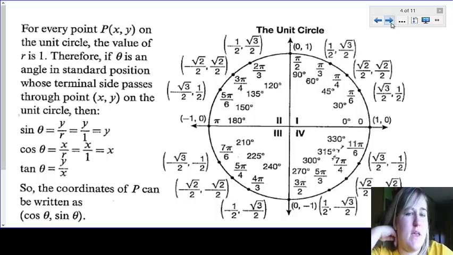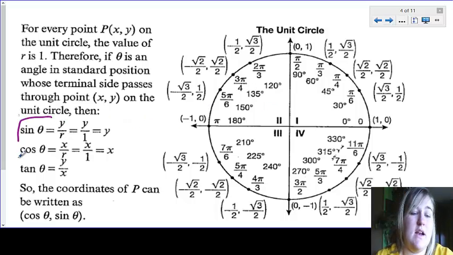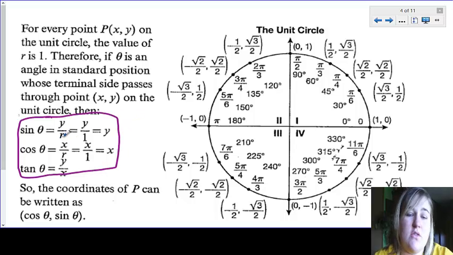For every point P, which is x, y, that's the ordered pair, on a unit circle, the value of r is 1. Therefore, if theta is an angle in standard position whose terminal side passes through point xy on the unit circle, then you need to write this part down. Sine of theta is equal to y over r, which, since we're talking about the unit circle, is just y. Cosine of theta is equal to x over r. Because we're talking about the unit circle, the r is just 1, so it's just x. And then tangent is equal to y over x. So you need to write this down.